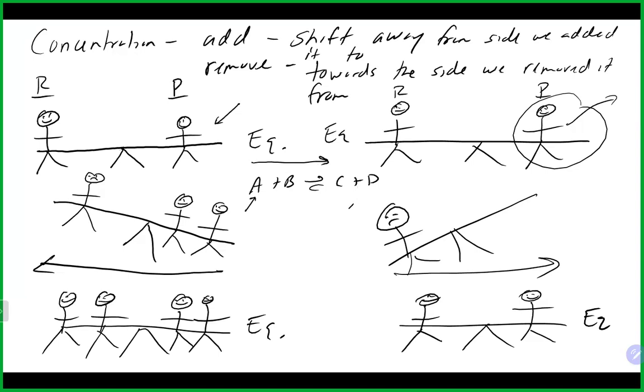Now, if I add more D, for example, there would be a lot more products swimming around, and they're going to find each other a lot quicker. And that's going to kick off the reverse reaction, again, away from whichever side you added to.